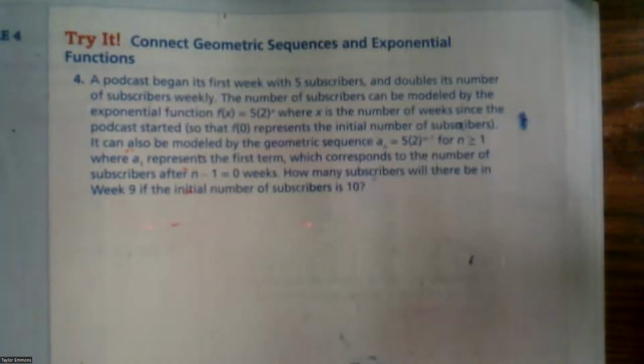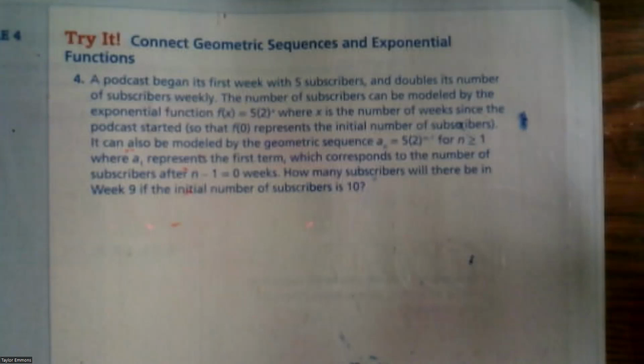Okay, the podcast began its first week with 5 subscribers, and it doubles each week. The number of subscribers can be modeled by this function. Since the podcast started, so that f of 0 represents the initial amount of subscribers, it can also be modeled by the geometric sequence, where n is greater than or equal to 1, where a sub 1 represents the first term, which corresponds to the number of subscribers after n minus 1 equals 0 weeks. How many subscribers will there be in week 9 if the initial number of subscribers is 10?